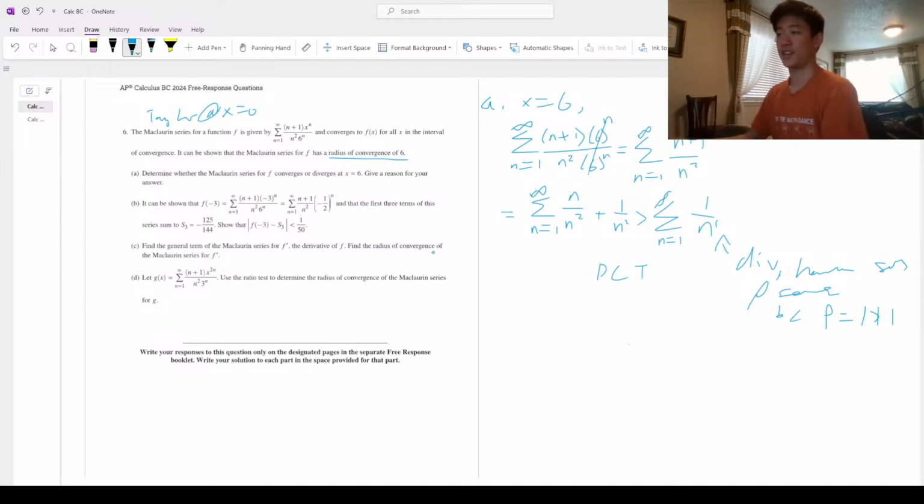Basically, infinity plus anything is infinity. Okay, let's move on to B. We are almost done with the Calc BC exam. It can be shown that f of -3 equals this. What do you mean it can be shown? You're just plugging it in.